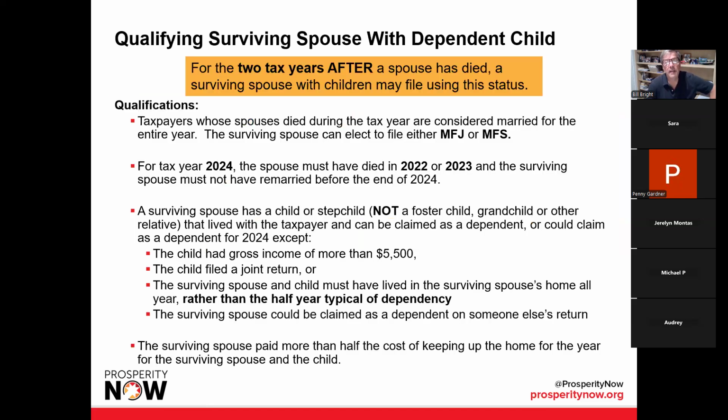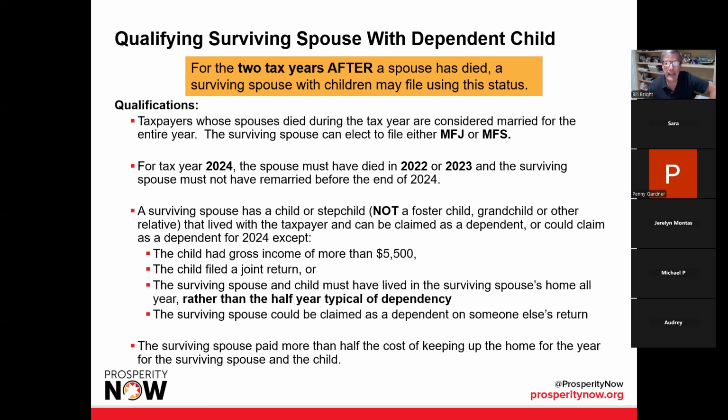All right, qualifying surviving spouse with dependent child. We've only had one of these over the last 5 years. It's basically someone whose spouse passes away, and there is a dependent child or stepchild or a relative or a descendant thereof, and they get to be a QSS for 2 years after the year the spouse passes away.